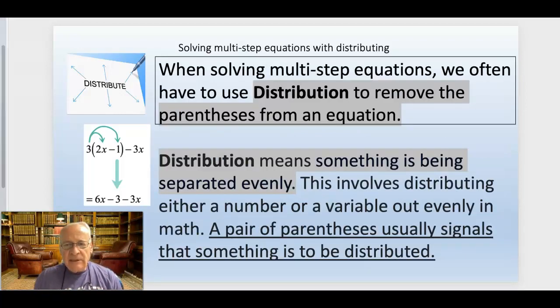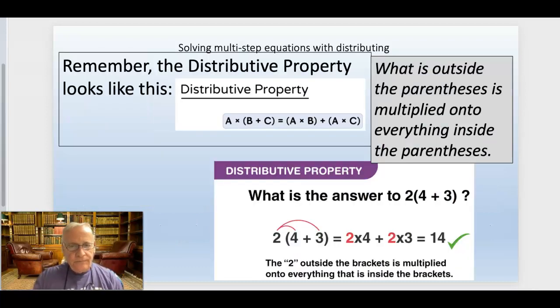Now today we're going to look at distribution. When solving multi-step equations, we often have to use distribution. The purpose is to remove the parentheses from the equation. Distribution means something is being separated evenly. It involves distributing either a number or a variable out evenly in math. A pair of parentheses usually signals that something needs to be distributed. You probably learned the distributive property back in grade school.